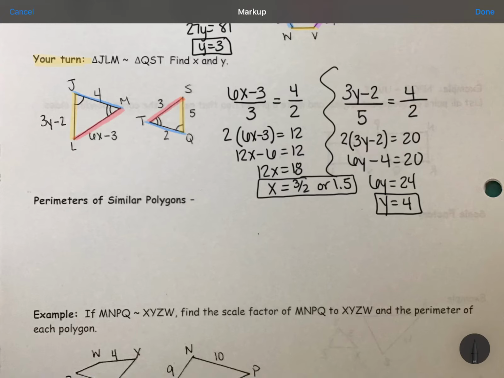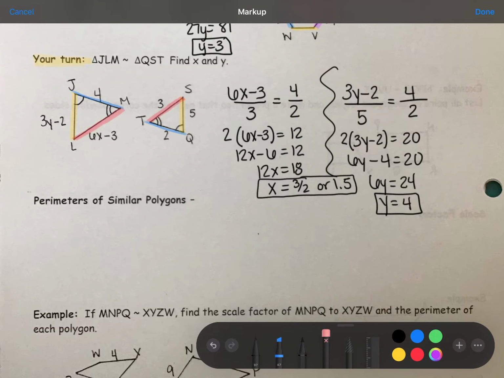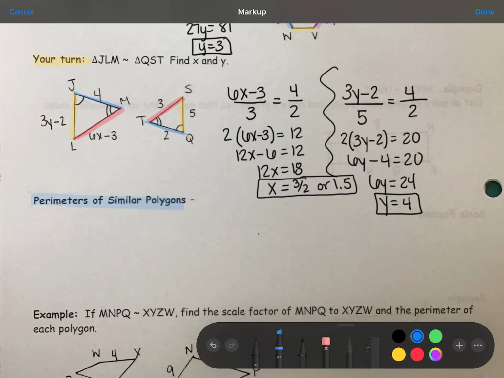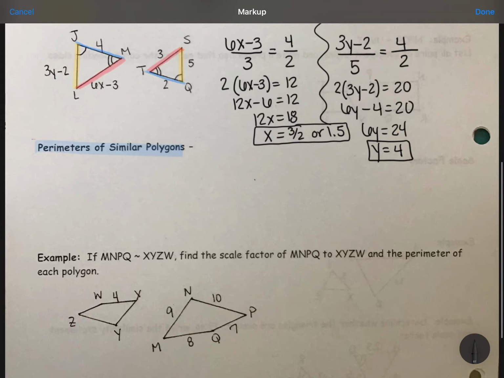Perimeters of similar polygons. If 2 polygons are similar, then their perimeters are proportional to the scale factor between them. So if you have similar figures, then their perimeters are going to be proportional, excuse me. Their perimeters are going to be proportional to the scale factor.